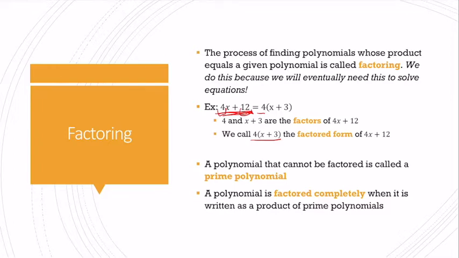A polynomial that cannot be factored is called a prime polynomial. So for example, x plus 3 can't be factored any further. And when a polynomial is factored completely, it's only the product of prime polynomials.